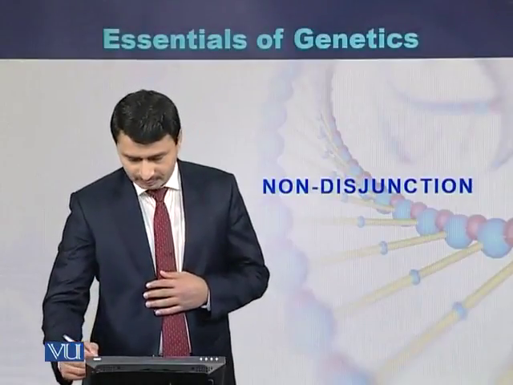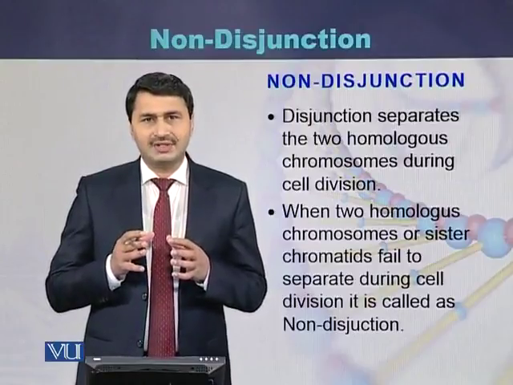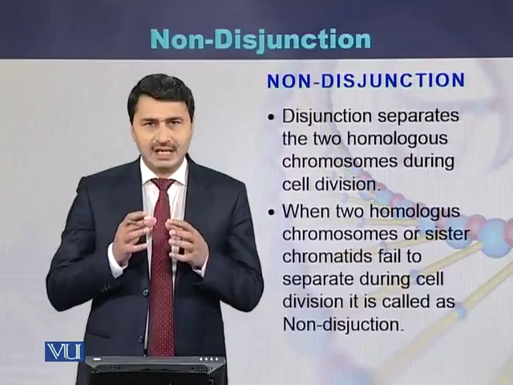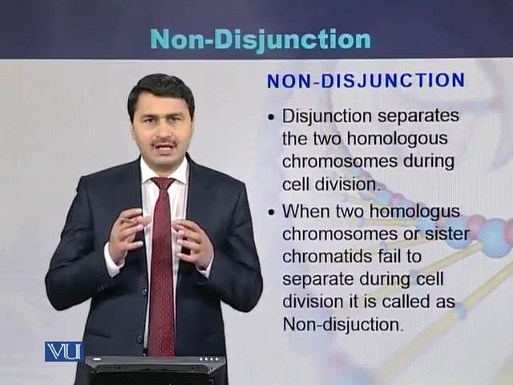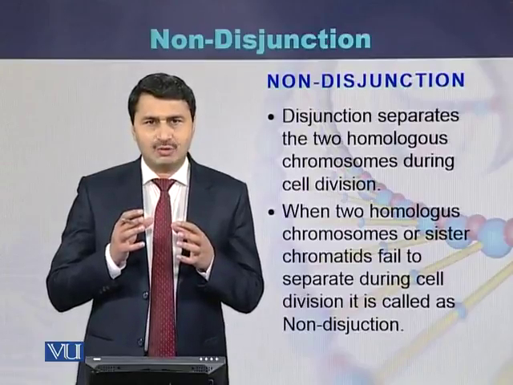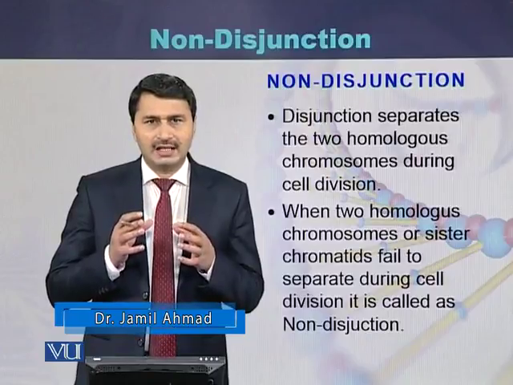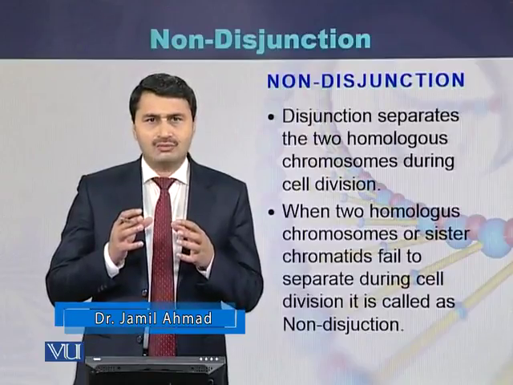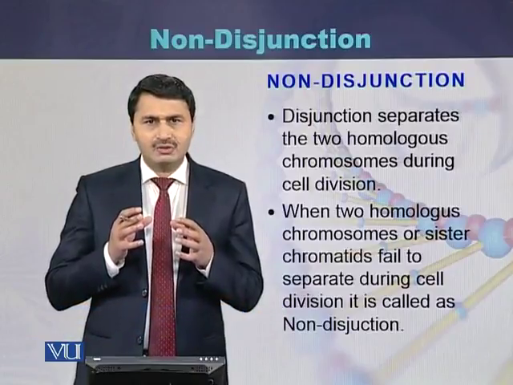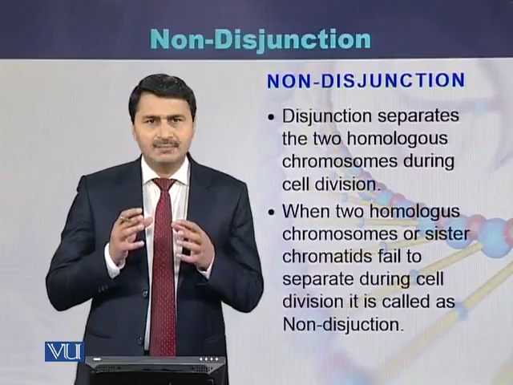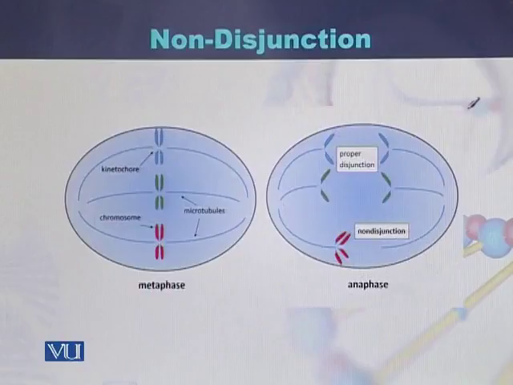Non-disjunction. Disjunction is a process by which homologous chromosomes separate from each other. This is a process in mitosis where the sister chromatids separate from each other. On the other hand, if the homologous chromosomes or the sister chromatids fail to segregate from each other, such a phenomenon is called non-disjunction.